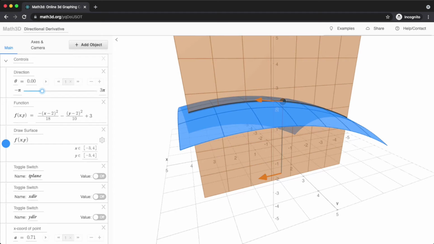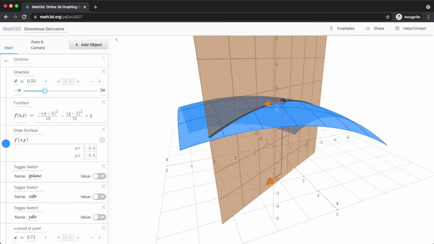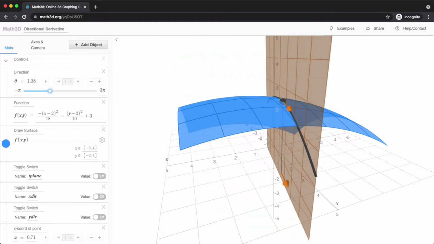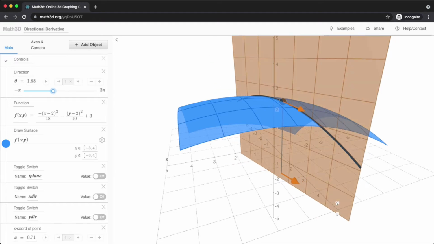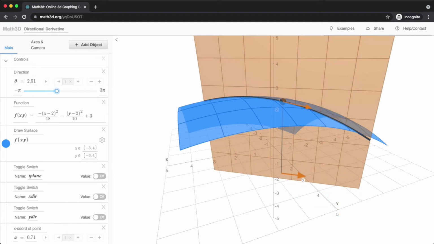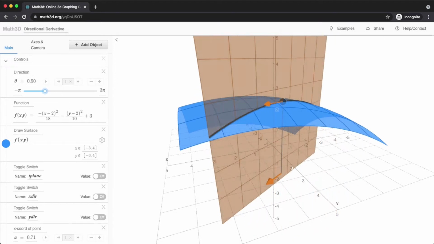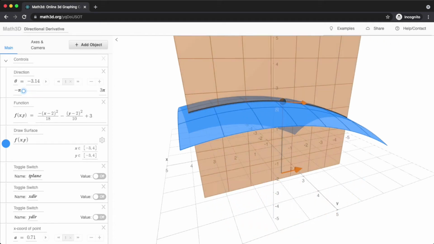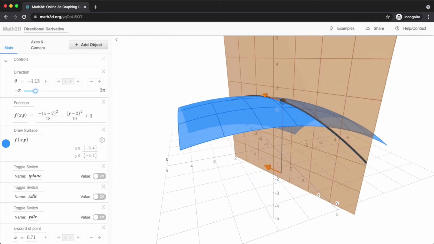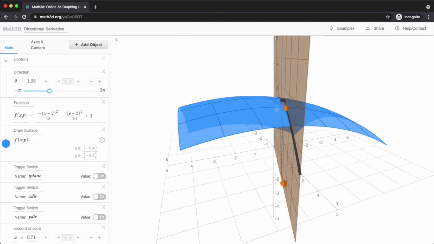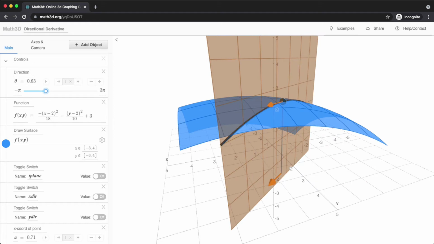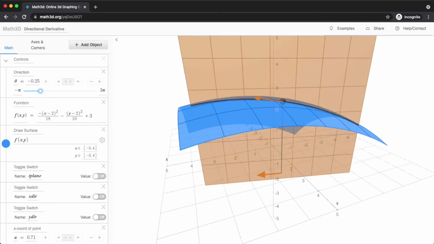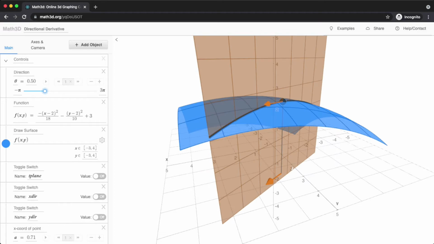So now as I change the direction of my plane that slices it, that vector that's tangent to the curve at the given point, so that vector that's up on the surface at the given point, that's changing direction. And the z component of that vector is really measuring how the z value is changing if I move in the given direction. And that's what this directional derivative is trying to capture, how the z value changes as I move in various directions.